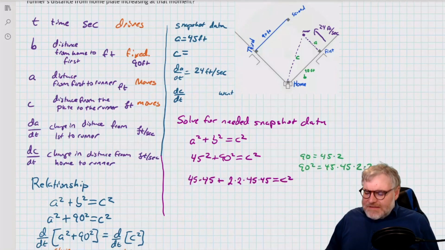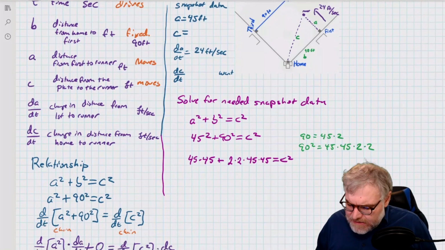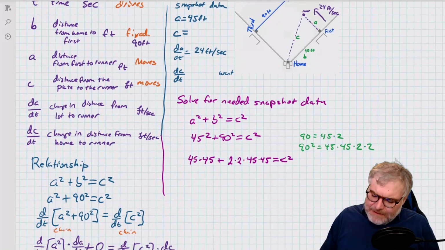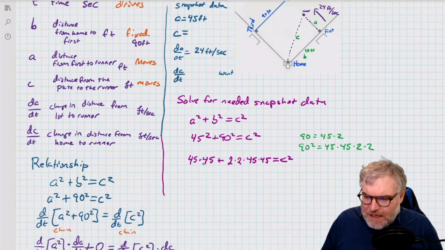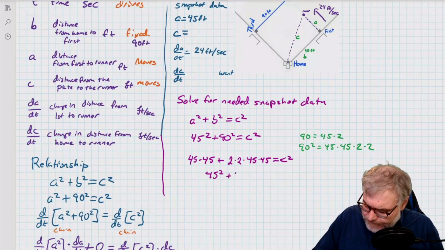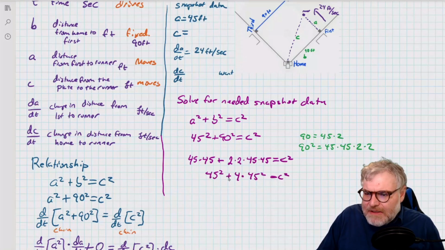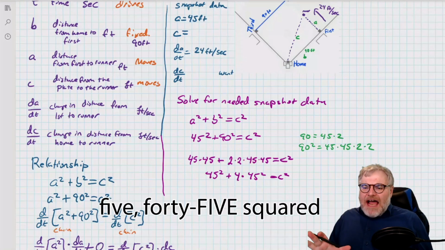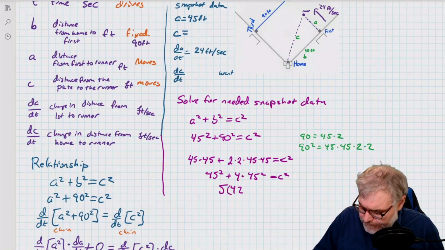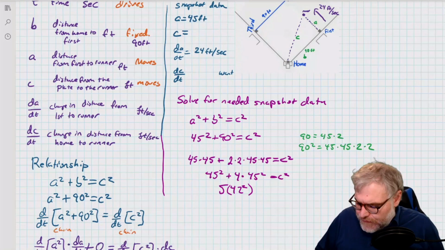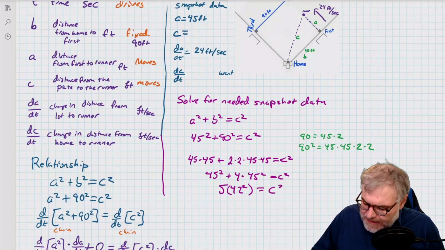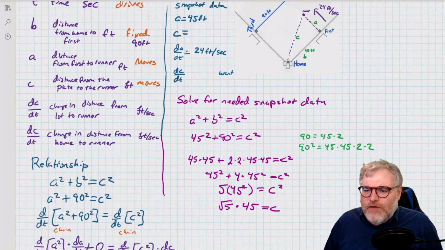So instead of just yanking out the calculator, let's do something a little bit intelligent, a little bit wise. What I've got here is 45 squared plus 4 times 45 squared. Now I'm going to group these. That's 5 45 squareds. Now I take the square root, and I'm going to get root 5. So I'm going to get 45 root 5 equals C.